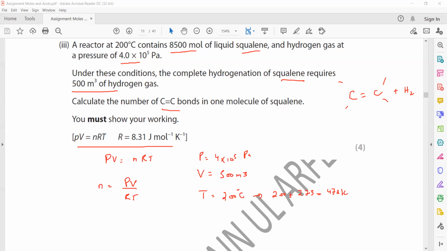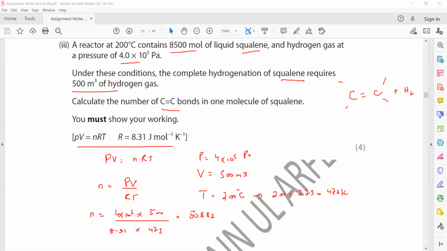R is a general gas constant, the value is already given. So we substitute these values. When we substitute, 4 into 10 to the power 5 multiplied by 500 divided by general gas constant 8.31 and then 473. So we'll get the number of moles of hydrogen, which is 50,882.